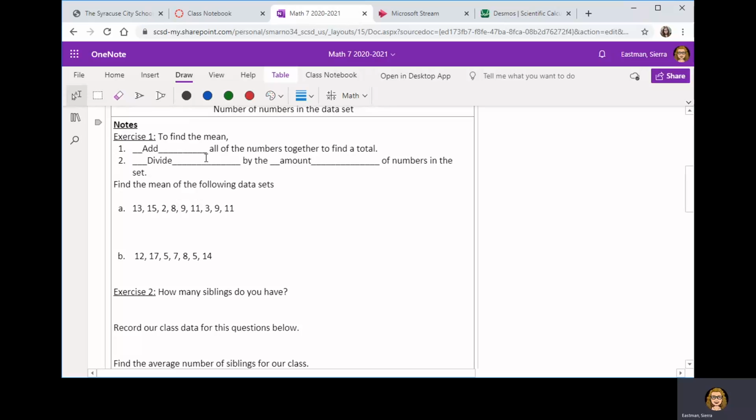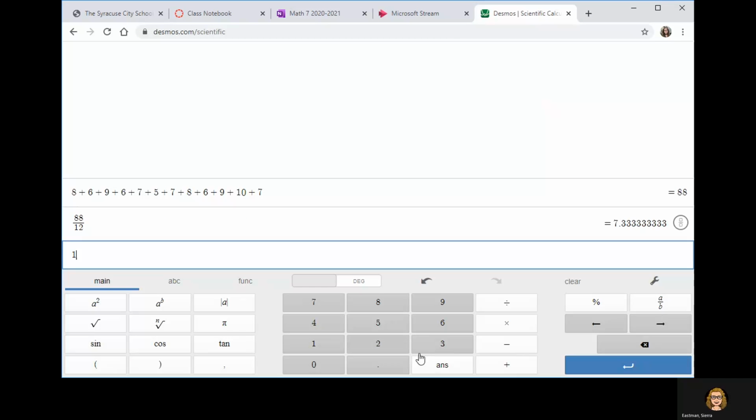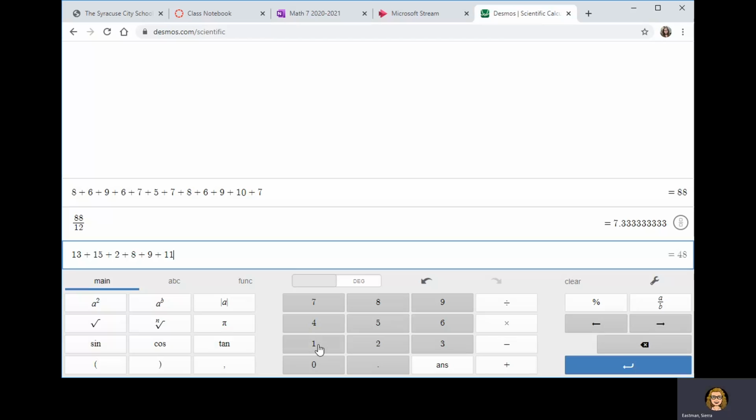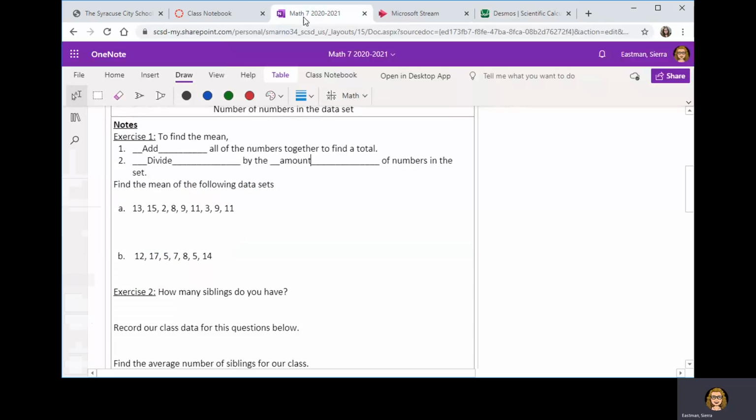We want to find the total again. So remember, we're adding all of these together. And looks like this time we have 9 different numbers, 13, 15, 2, 8, 9. I'm going to start with those. 13 plus 15 plus 2 plus 8 plus 9. And then we've got 11, 3, 9, 11. Add 11, add 3, 9, and 11. We get a total of 81.